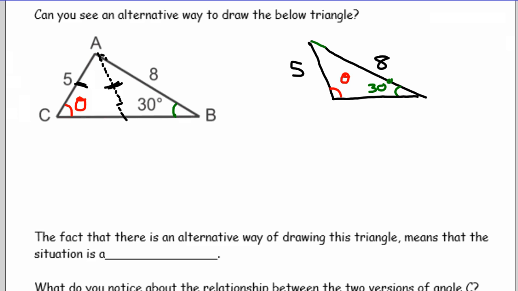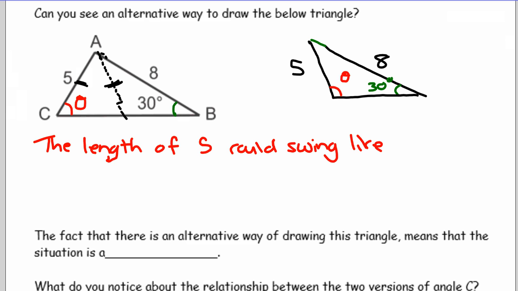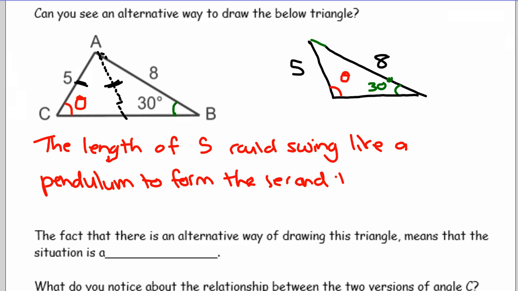We could say the length of 5 could swing like a pendulum. Sometimes people say swing like a pendulum, to form the second triangle. Because they haven't told us exactly what angle C is equal to, it means that this length here, the 5, is free to swing that way. It's still a length of 5 if you make it an isosceles triangle, and then the triangle would look like this instead.